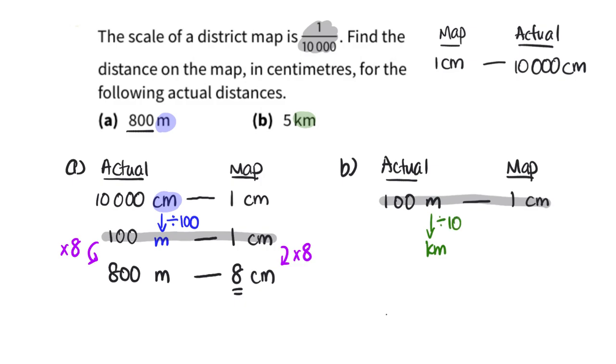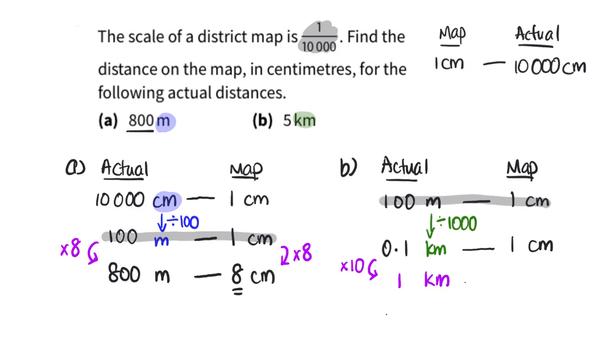So we will need to divide by 1000. That will give me 0.1 kilometer. It's representing 1 cm. And this is another key step that Mr. Tan likes to do. I like to try and find what is 1 kilometer.